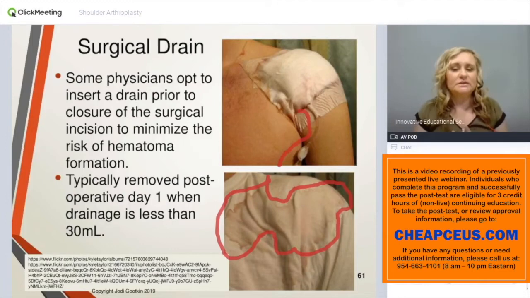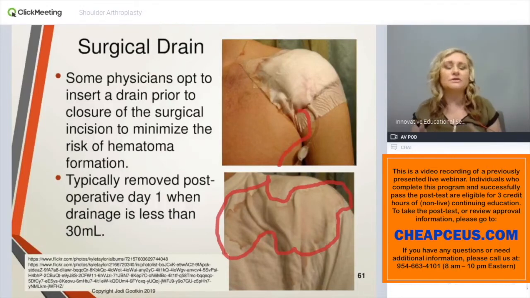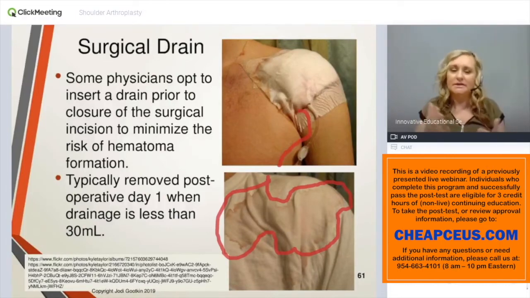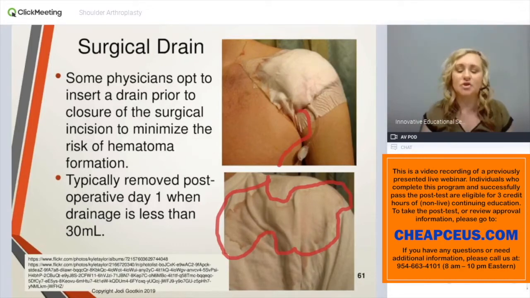Generally speaking, what seemed to be the guideline, and you look at your specific physician, is that post-op day 1, if they have less than 30 millimeters of drainage in 8 hours or 100 millimeters in 24 hours, that's when they're going to use their guide to see if they can safely remove that drain.